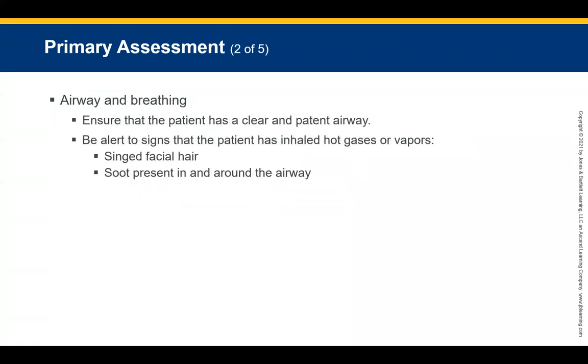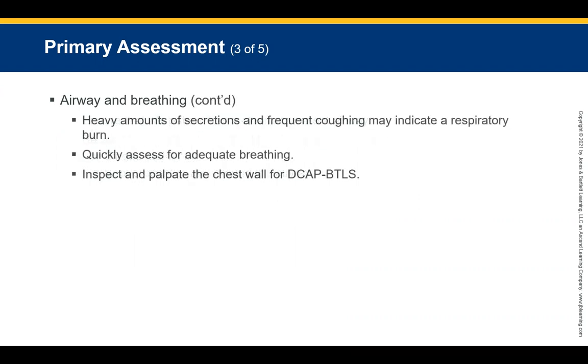Airway and breathing. Be alert to signs that the patient has inhaled hot gases or vapors. Again, look for soot around the facial hairs. You can see burns around the facial hair. If they have any type of facial burns, you're automatically going to assume that this is a trauma patient. Heavy amounts of secretions and frequent coughing may indicate a respiratory burn. They can't keep their mouth moistened, so it always feels like there's something in their throat. They're constantly coughing. You may have some upper bleeding from the airway.